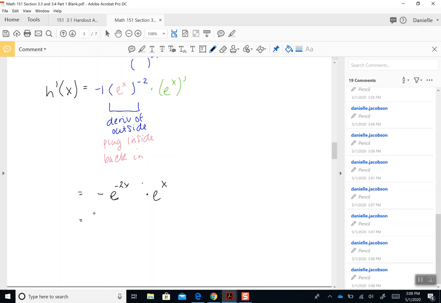So I'm going to add my exponents, and when I do so, I get negative e to the negative x. We've seen that before. Hopefully it makes sense. So that negative 1 doesn't just drop down like magic, it is because of the chain rule. So now we know why that negative 1 appears to just pop down there.